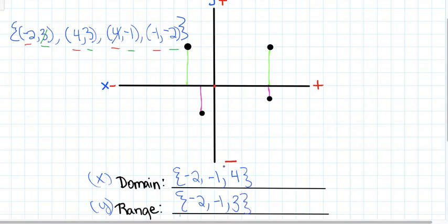That's all you have to do for this relation. And remember, this type of graph is called a discrete graph. It does not connect at the points. All right, hope this helped you guys.